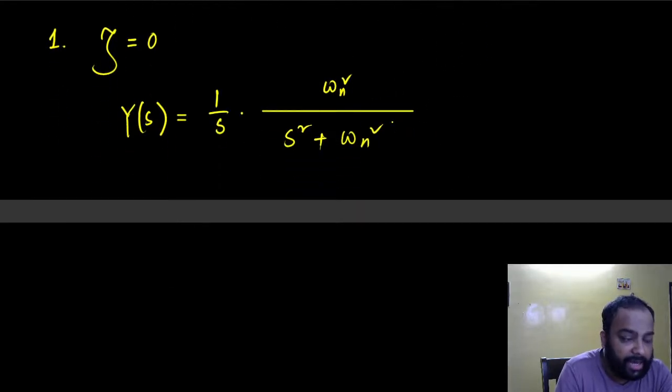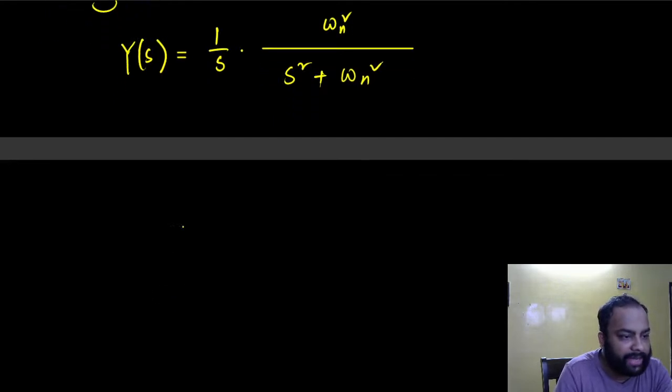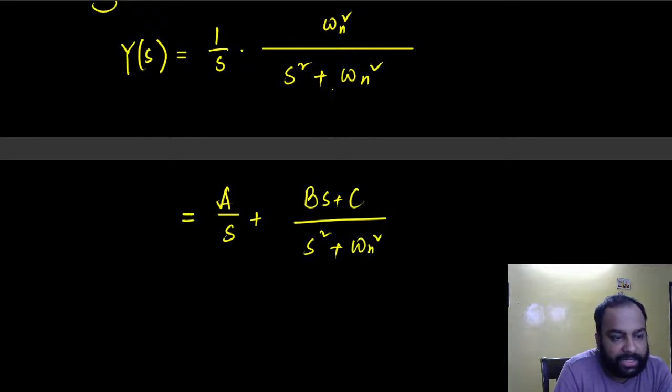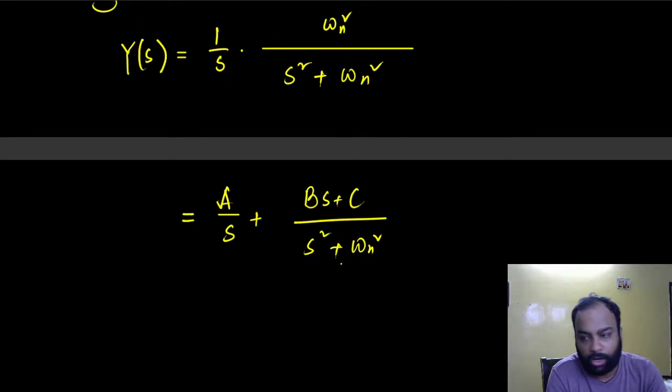Very easy to understand. Now, of course, in order to figure out the inverse Laplace transform of this thing, we have to do a partial fraction on this, right? I think you understand what I mean. Okay, let's do a partial fraction. Let's assume that this is like A by s plus (Bs plus C) by (s square plus omega n square). And of course, the denominator of the next part here is a non-factorizable second order polynomial, right?